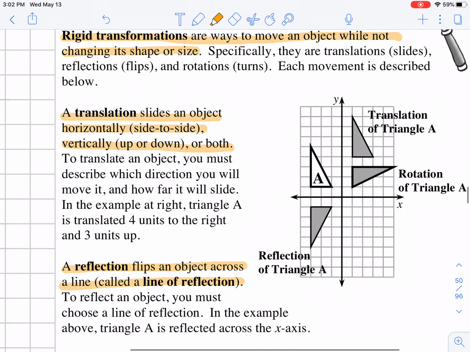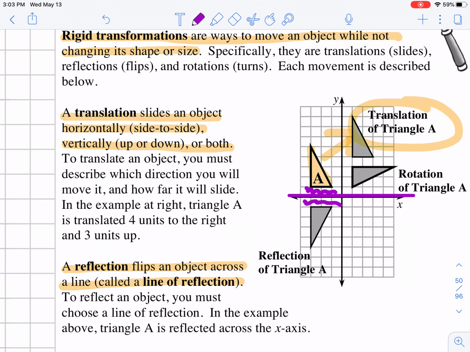So let's look at our shape here. The first shape we're starting with is A. So that's the main shape. And A was translated, or moved, slid to the right and then up to get to the translation. Okay? A reflection means it was reflected, so it's a mirror image. And in this case, it was reflected across the x-axis. So it was literally flipped across the axis. It's the same distance away on both sides.